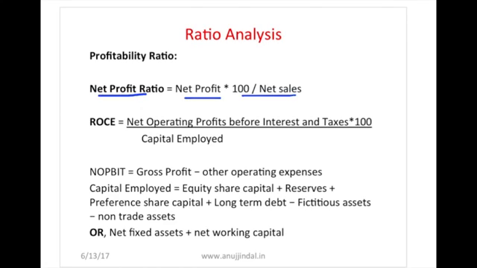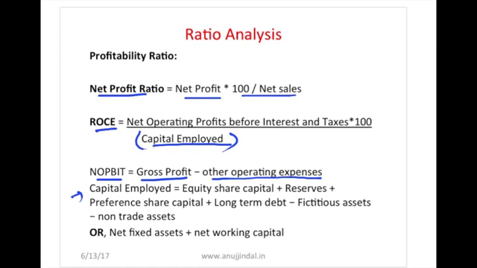are taken out. Next is ROCE, return on capital employed. The formula is net operating profits before interest and taxes into 100 upon capital employed. So I had said that we'll be talking about capital employed. Here we are going to talk about capital employed. Net operating profits before interest and taxes is gross profit minus other operating expenses. This is net operating profits before interest and taxes.